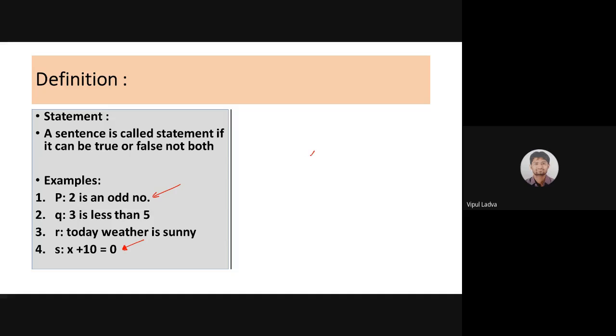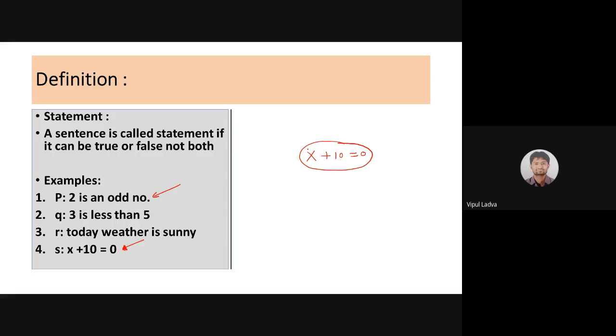The sentence is x plus 10 is equal to 0. Why can't we call this a statement? Because the value of x is unknown and we can't determine whether it's equal to 0 or not. So it is not true or false. Here we have a variable. In this particular sentence, I'm using a variable, that is x. Now, we don't have a value of x.